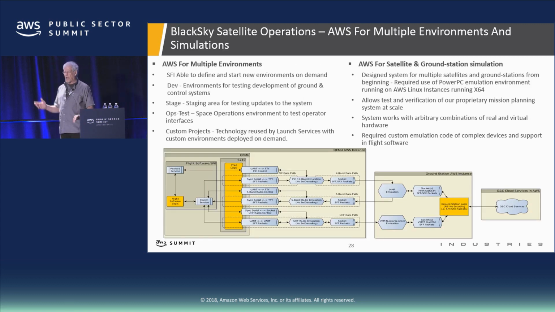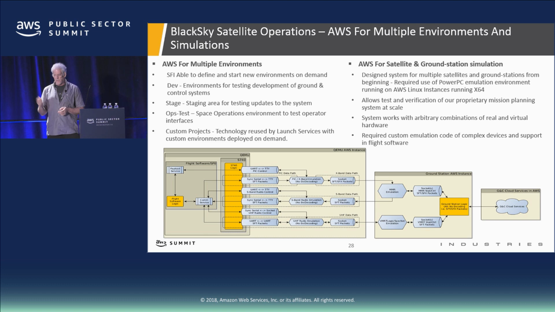Again, this is my favorite slide because I like building satellites, I like operating them, but building them is the best. And if we look at the bottom slide there, what you see on the left is how the satellite is emulated on an Amazon EC2 instance. And then we have an emulated ground system right next to it, and in the very back is the constellation management, which is running in the cloud. The nice thing about all of this is that we are able to define new environments on demand.